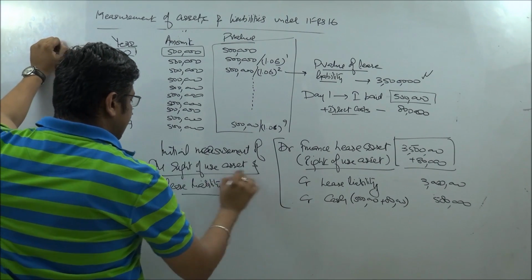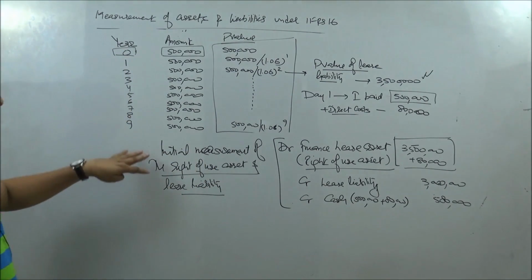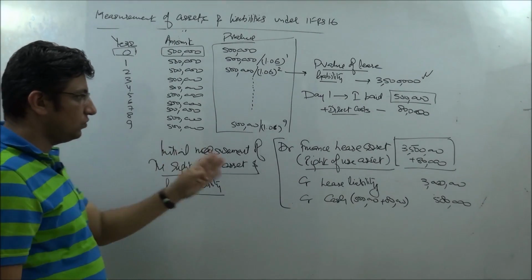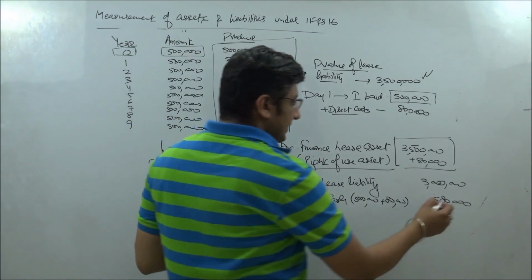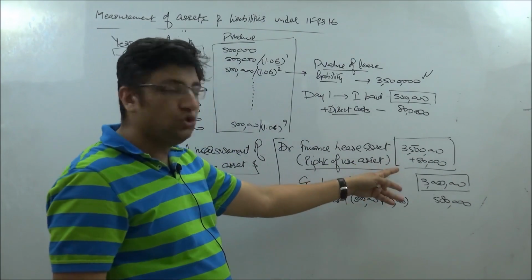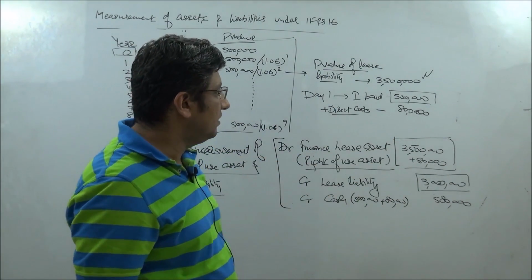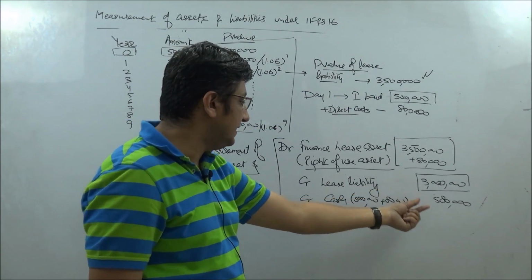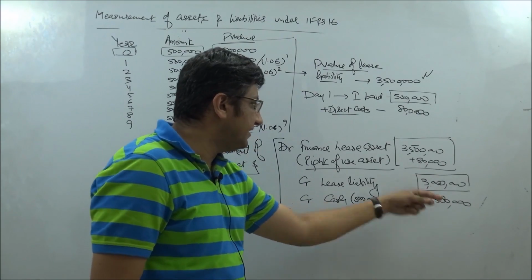the lease liability, right? So the way we are going to showcase it in our books, that there is a lease liability, of course we have just assumed a figure of the present value here. So we are saying that the lease liability remaining is 3 million. There is a cash payment of 580,000.